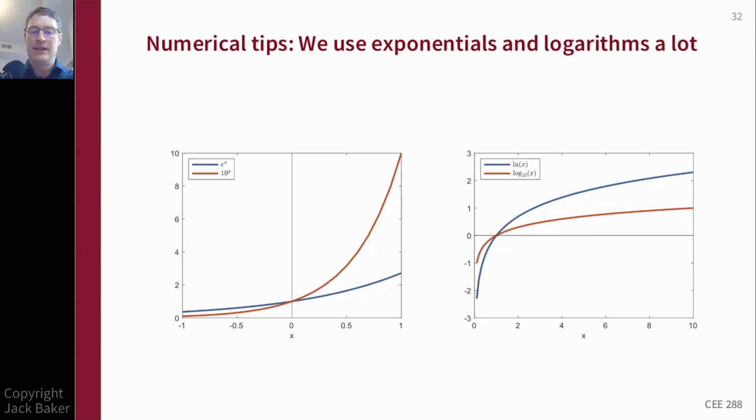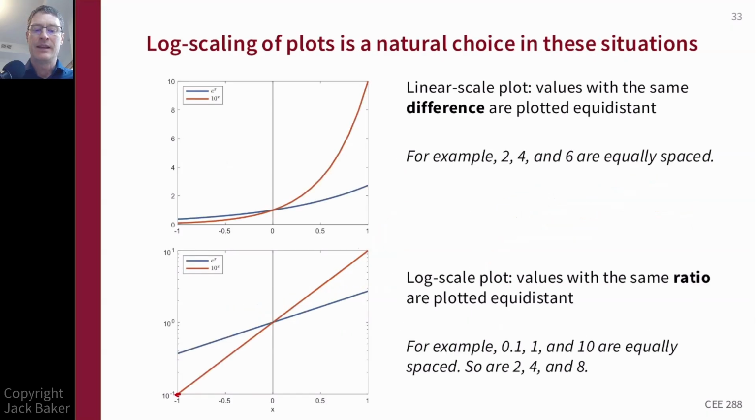Okay, and so these are exponential and logarithmic relationships, and they arise a lot in the seismic hazard and risk world. We've already seen, for instance, that the moment magnitude is related to the moment by a natural log, and some scaling relationships are related by logarithms to predictor parameters. So when we have that situation where we've got these exponentials and logarithms, it makes a lot of sense to do log scaling on our plots.